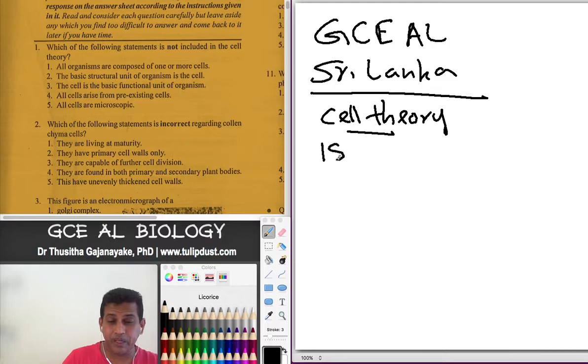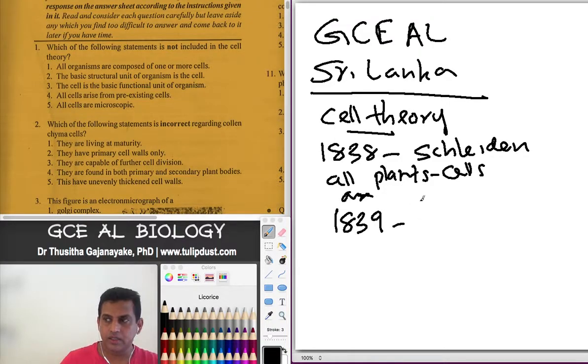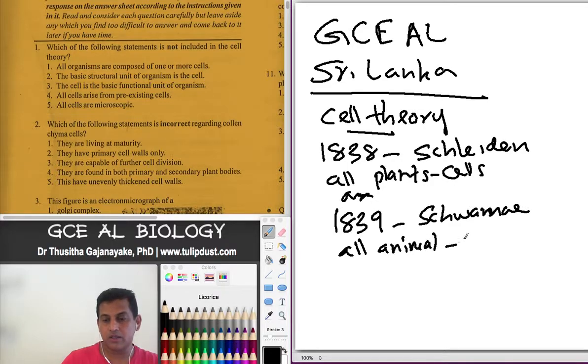In 1838, the scientist called Schleiden described all plant cells. All plants are made up of cells. That's it. In 1839, Schwann described all animals as made up of cells.